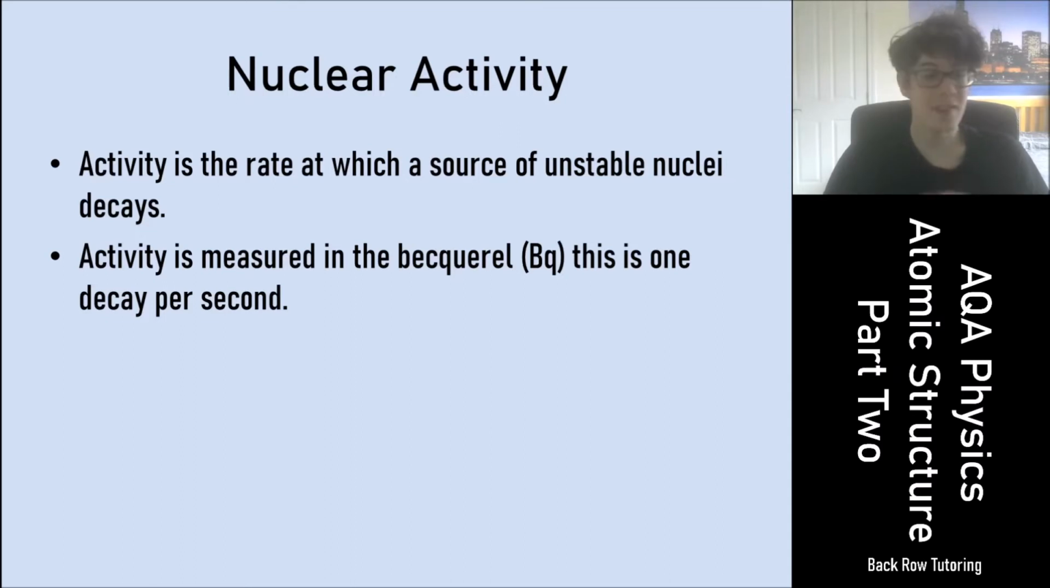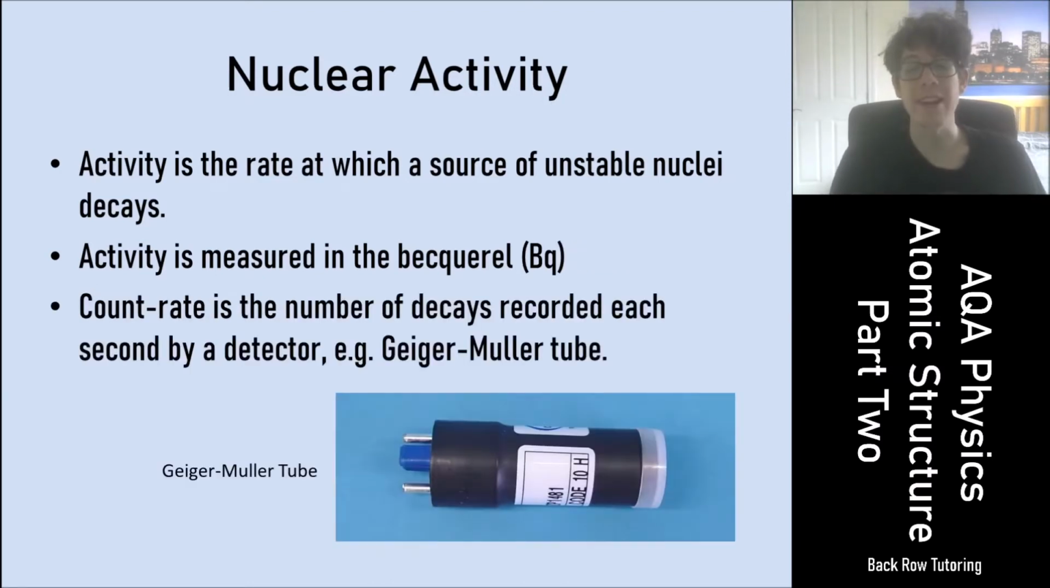So remember, activity is just how much unstable nuclei give off radiation in a period of time, per second in the case of the becquerel. Count rate is the number of decays recorded each second by a detector. An example of a nuclear radiation detector is a Geiger-Müller tube, and that's shown here. So if you point this tube at a radioactive substance, it will measure the counts of decays, or the amount of radiation which comes off that radioactive source.